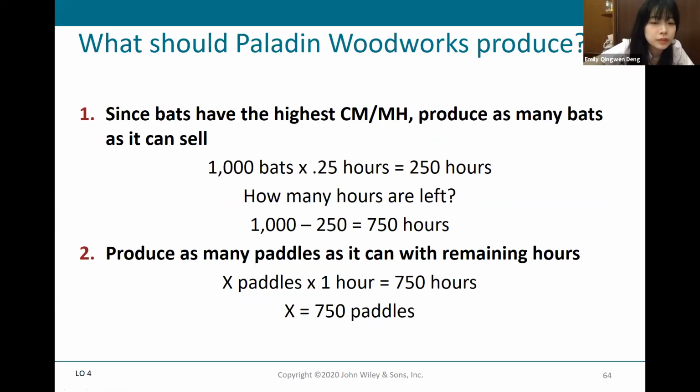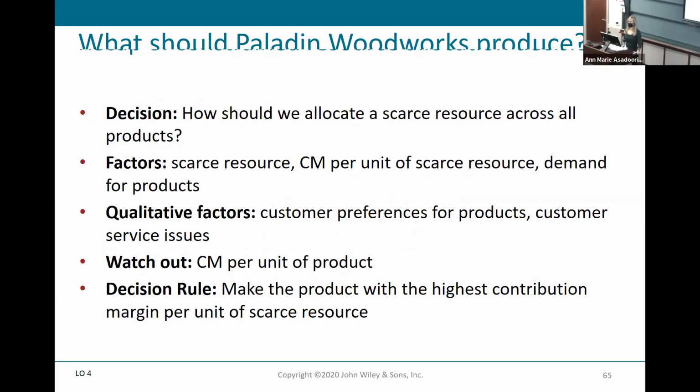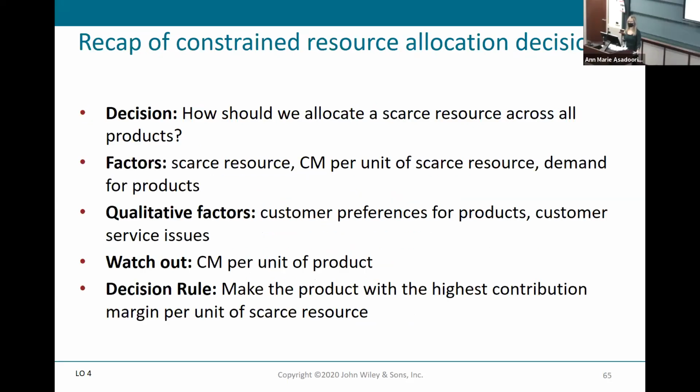Everybody good with this? Okay. All right, so we're going to move on to, oh, not yet, recap here.